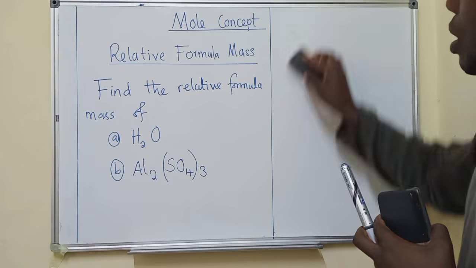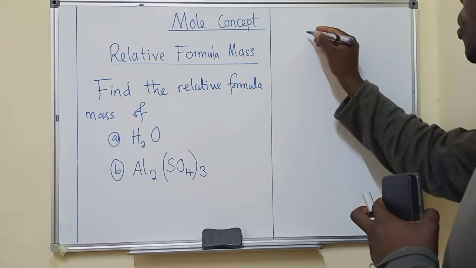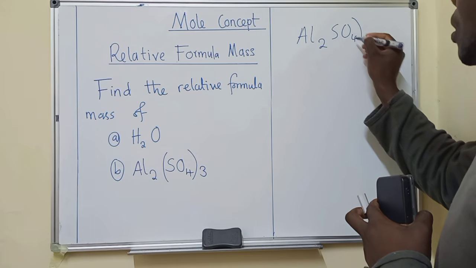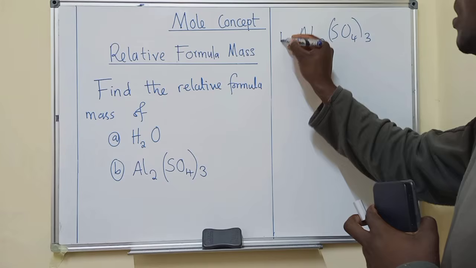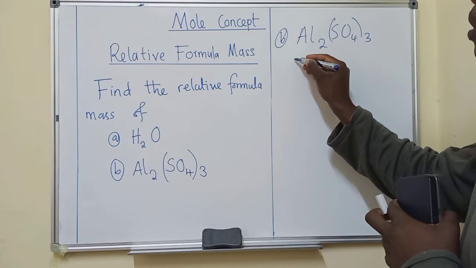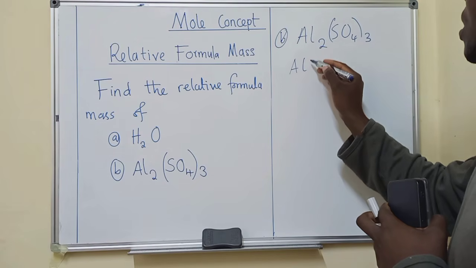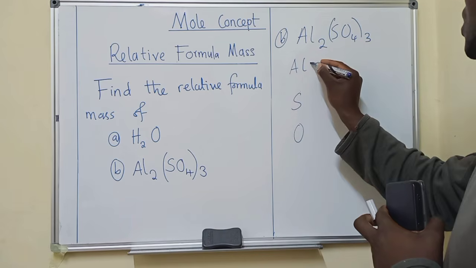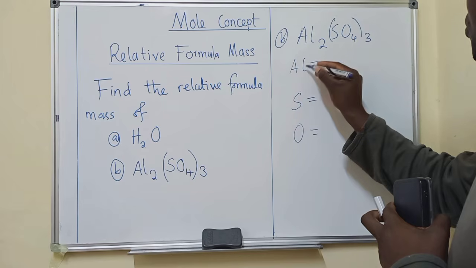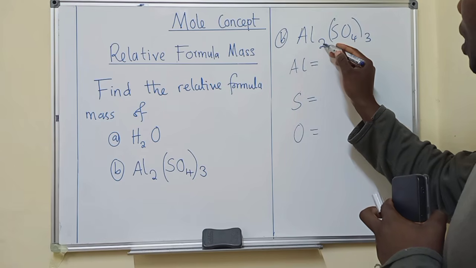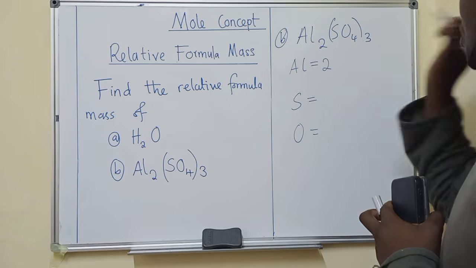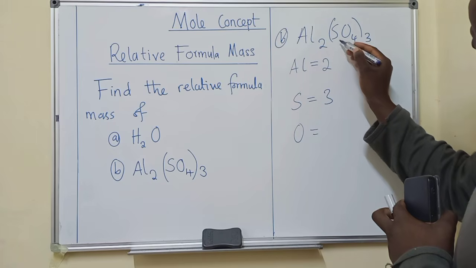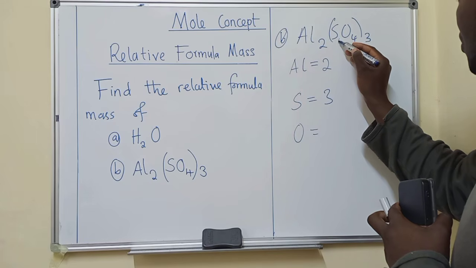So for question B, we have aluminium sulfate. This is what we have. And this is our B. So you do the same. You list. This is aluminium, and we have S there, sulfur. We have oxygen. So we do the same. We start with aluminium. What is the number of atoms? It's 2. We go to sulfur. What's the number of atoms? It's 3. So there is a 1 here in front of S, right here, 1.